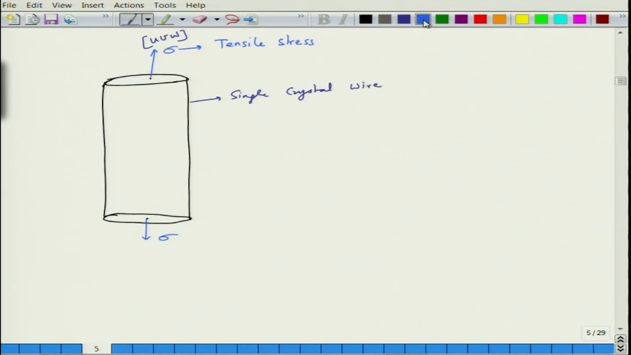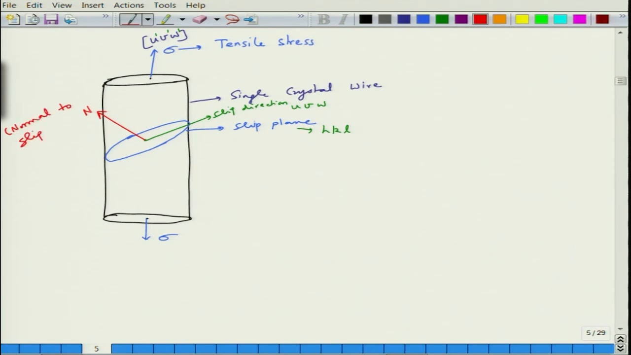Let's say it has a slip plane which is oriented like this. So this is the slip plane that is there. In this slip plane, we have a slip direction. Let us say this is the slip direction which lies in this plane. So I can say this is u prime v prime w prime, this is u v w and this is the slip plane h k l. And this is, let us say, the normal to the slip plane.